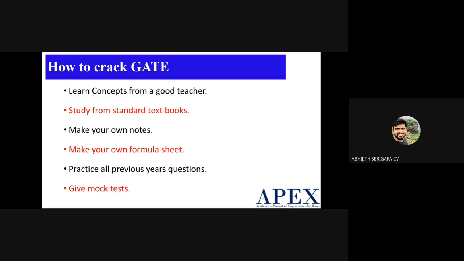Okay, I will tell you. If you have a good teacher who teaches concepts in your engineering college, or there is an environment where subjects are discussed rather than marks, where people don't worry about marks but about understanding the subject, is there such an environment in your college?